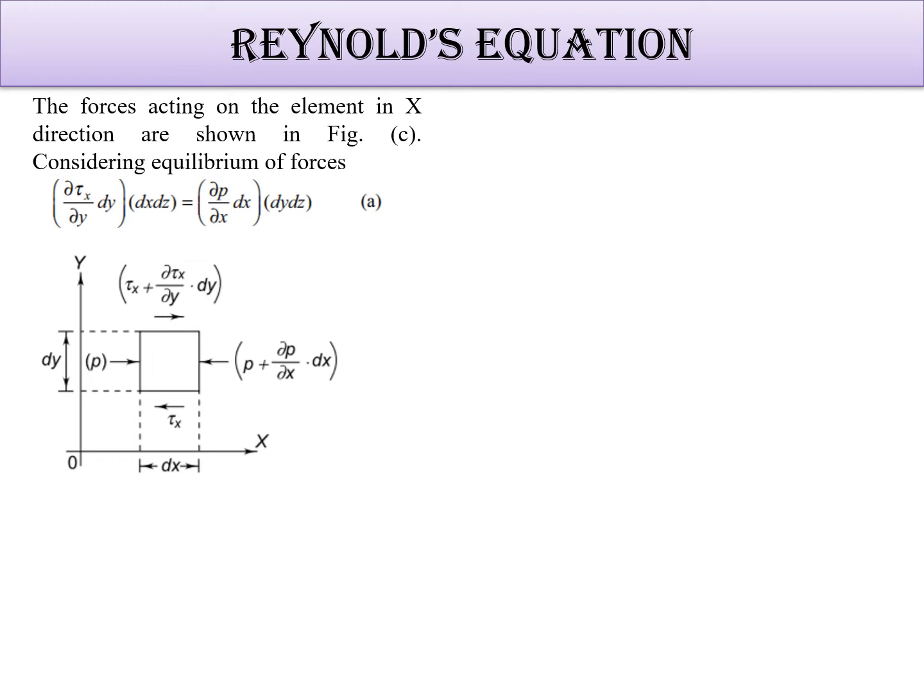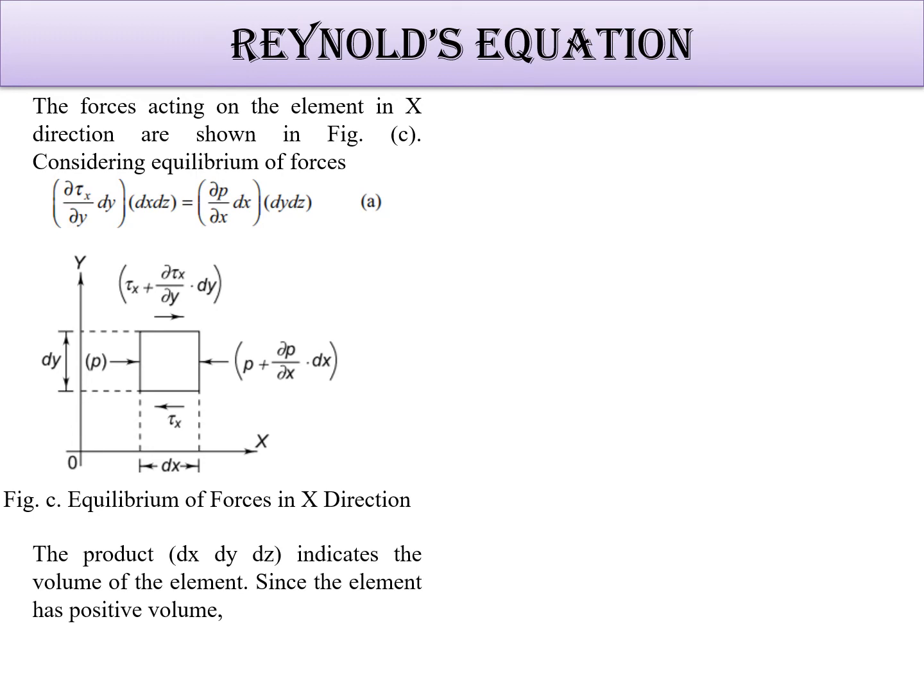This is the shear stress in the x direction on the element in y. This is the pressure p on the x elements. So this is the term ∂τx/∂y dx dy dz, and the same for pressure. Now the equilibrium of forces is this. dx dy dz indicate the volume of the element. Since the element has positive volume, it is not equal to 0. Now equation A can be written as ∂τx/∂y equals ∂p/∂x.